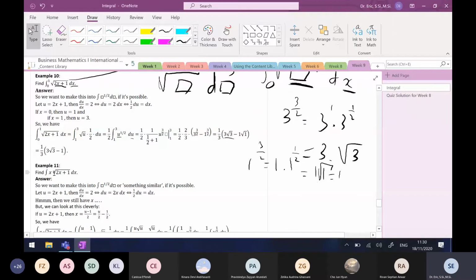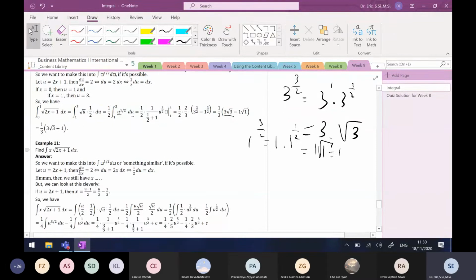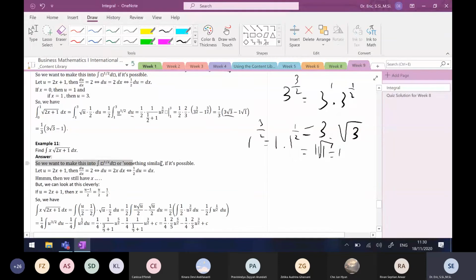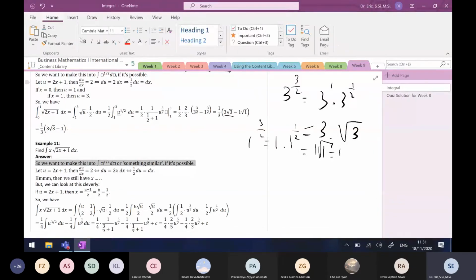Find the integral of x times square root of 2x plus 1 dx. Okay, so we want to change this into u to the power of a half, du, or something similar, if this is possible. Don't forget, this is just my comment. If you are doing the question, you can just leave this out. This is just my comment.